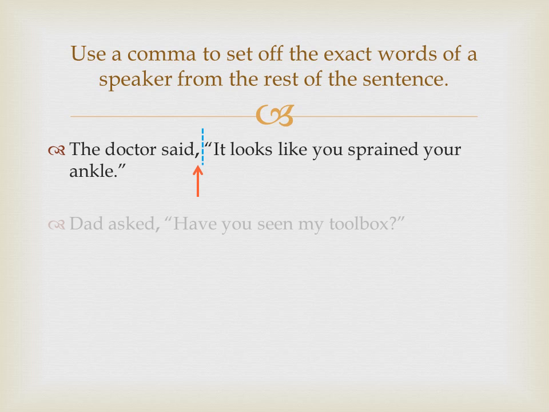Let's look at another example. Dad asked, "Have you seen my toolbox?" In this case, the exact words are, "Have you seen my toolbox?" and they're set off from the rest of the sentence with a comma. Notice the comma comes first and then the quotation marks.